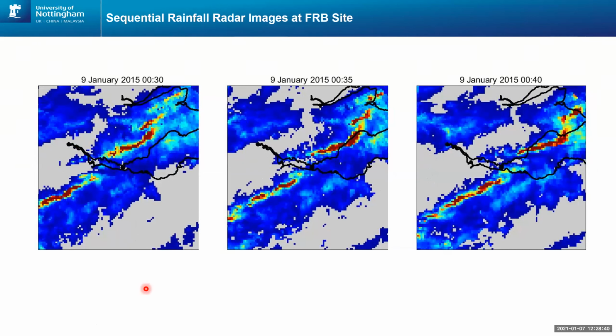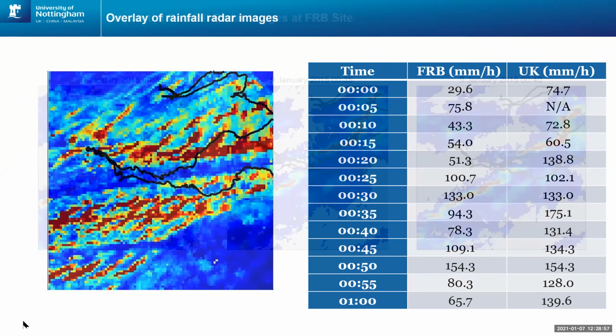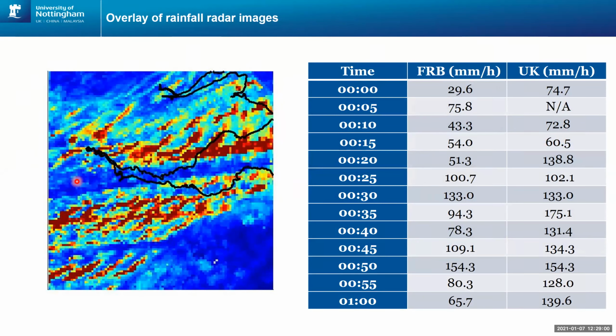Zoom in a little bit more closely, and we can see that associated with that band of rain is a very intense, very narrow band of rainfall. At midnight 35, it's exactly lined up with the bridge. We superimpose those images, and you can see the tracking of that line goes almost straight over the bridge. And at midnight 30, we've got 133 millimeters per hour rainfall intensity, which for the UK is very high.